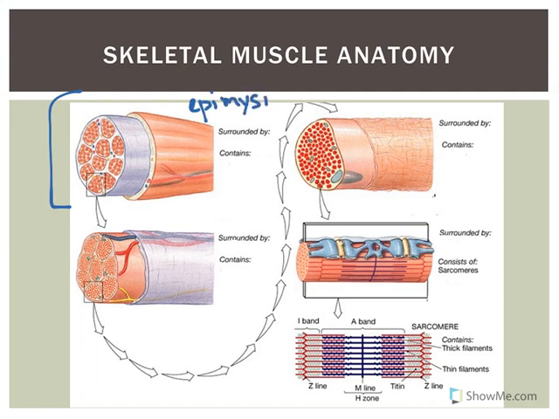epimysium. It is composed primarily of dense irregular connective tissue, some areolar tissue. And what you'll notice, if you look at the picture, is this yellow. This is a nerve, and you see some blood vessels. And so besides separating muscles from each other, the epimysium is going to help to support nerves and blood vessels that will be associated with the muscle.